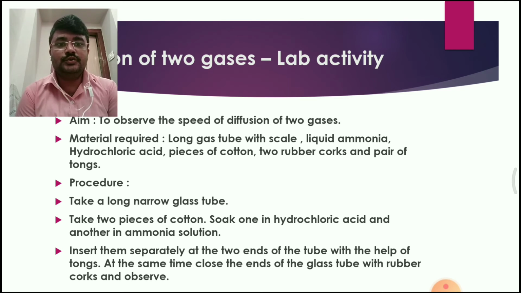Insert the two cotton pieces soaked in hydrochloric acid and ammonia separately at the two ends of the tube with the help of tongs. At the same time, close the two ends of the glass tube with rubber corks. Then observe what is going to happen.